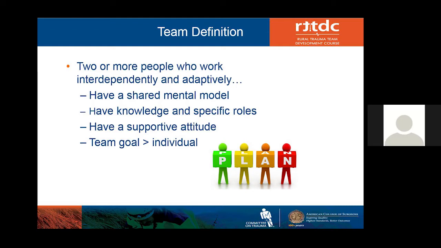And according to the American College of Surgeons, I mean, we feel, or they feel, that most small places can muster at least a 3-man team. And that's what this course is designed around. 3 people with a team leader and 2 team members and appropriate roles based on their clinical abilities.